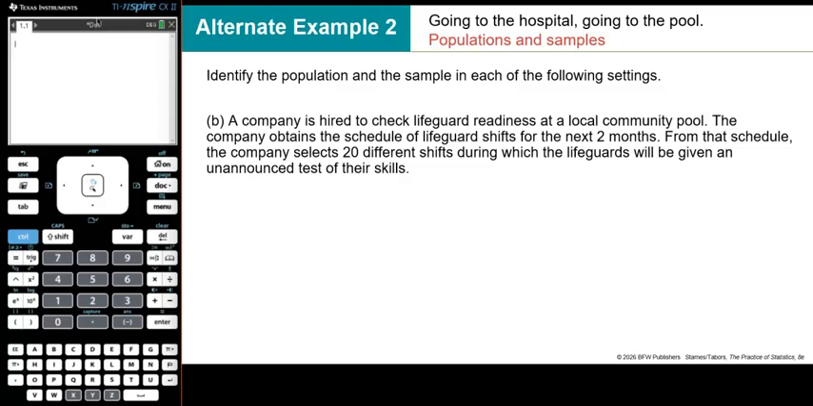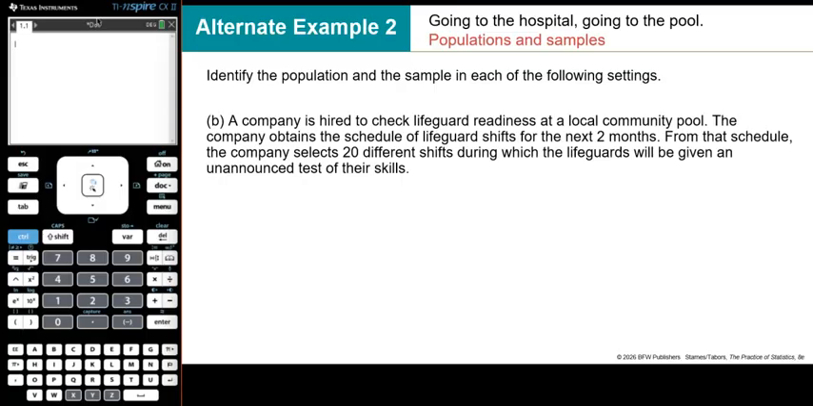Okay, a company is hired to check lifeguard readiness at a local community pool. The company obtains a schedule of lifeguard shifts for the next 2 months. From that schedule, the company selects 20 different shifts during which the lifeguards will be given an unannounced test of their skills. I kind of like that, doing an unannounced test, to see if they can really do it.